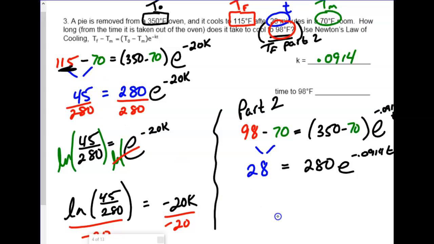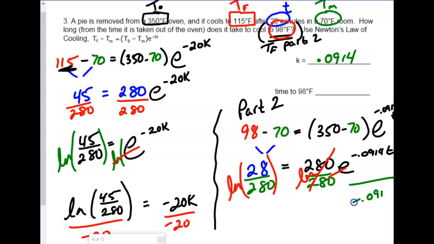All right, so this one actually the decimal's not too bad. If you just wanted to divide 28 by 280 and then write down the decimal, you can. But if you're like, you know what, I just don't care, because you know what your next two steps are. You know that you're going to apply the natural log. And then what's your last step going to be? Dividing by negative 0.0914.